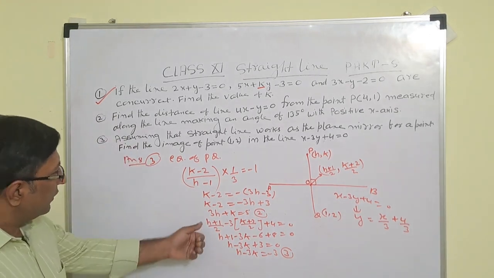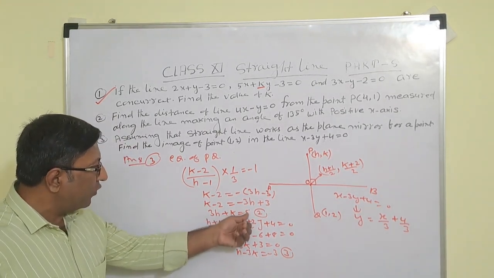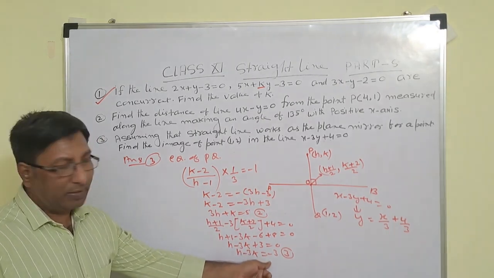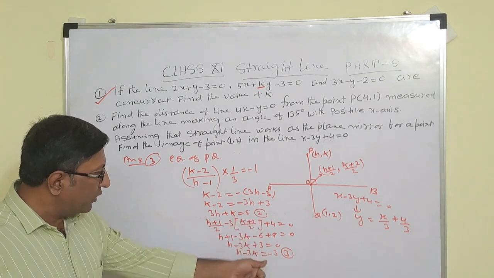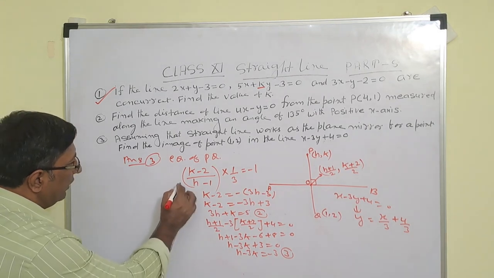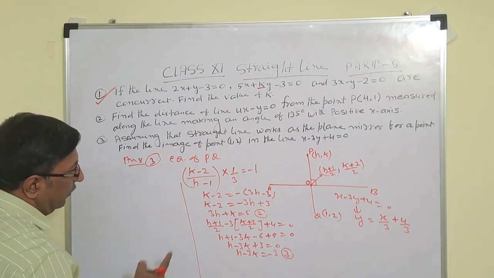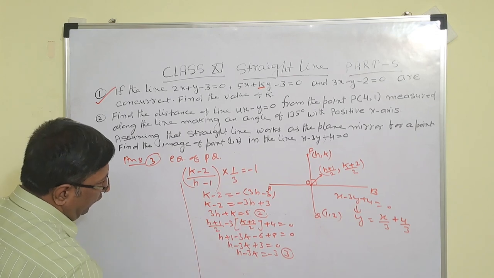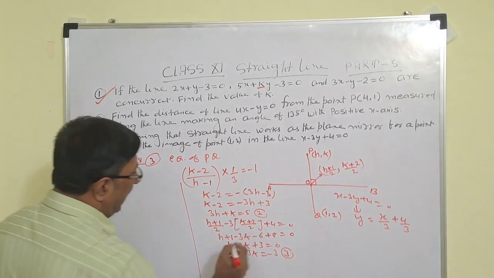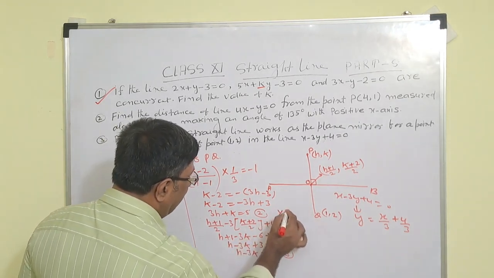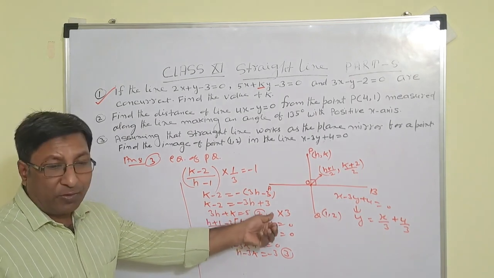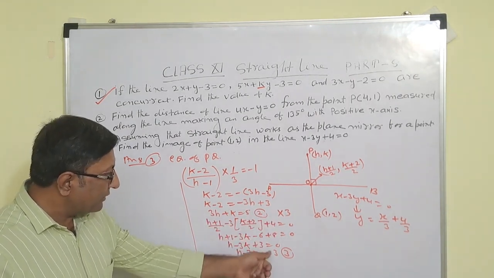So now we know this is 3h plus k equal to 5 and this is h minus 3k equal to minus 3. Now solve this equation number 2 and 3. You will get the value of h and k. So you can multiply the second equation by 3, then the coefficient of k will be 3k. So multiply equation 2 by 3 and add second and third.